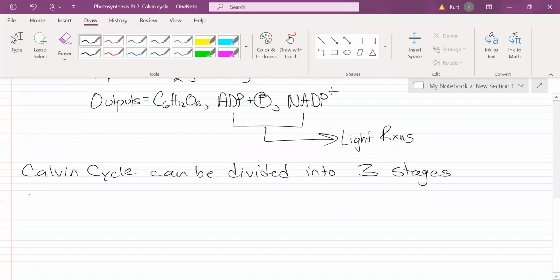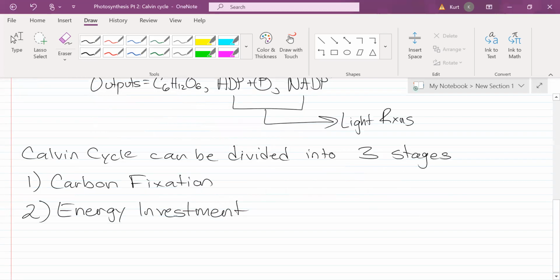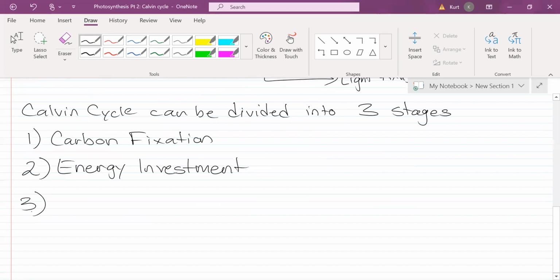So the stages are as follows. Stage 1 is called carbon fixation. Stage 2 is energy investment. Stage 3 is regeneration of RuBP.